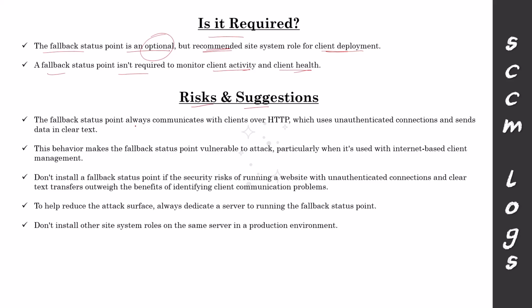So next, risks and solutions. The fallback status point always communicates with the client over HTTP. Remember this, it uses unauthenticated connections and sends data in clear text. So it will send the data in clear text, and also it will use unauthenticated connections. So it will be a risk to our environment. This behavior makes the fallback status point vulnerable to attack, particularly when it is used with internet-based client management.